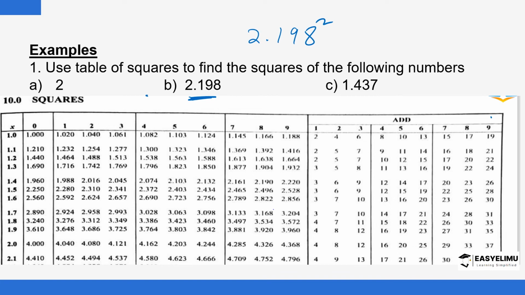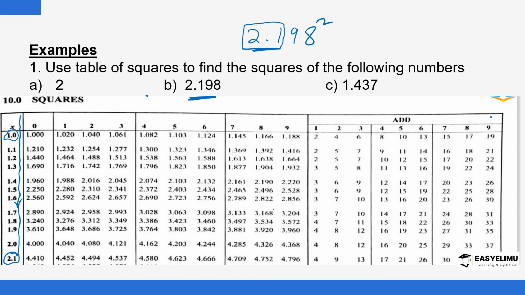So the procedure is you highlight the first 2 digits of the number first. Then you try to find that number from the column headed X. So move downwards. This column starts from 1.0 all the way up to 9.9. Ours is ending at 2.1, so we continue with it up to 2.1.